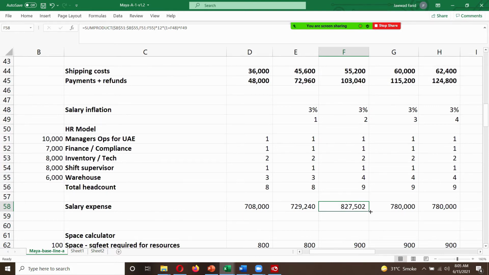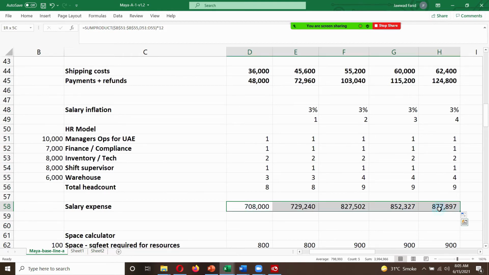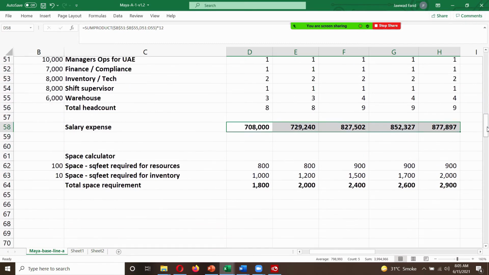and then extend this. So now you have a really nice, smooth looking salary expense calculation that has factored not just for your headcount, your increase in headcount, but also for salary inflation. All right. Are we good? So you have headcount, and you have salary inflation, and you have salary bill, you have space calculators.